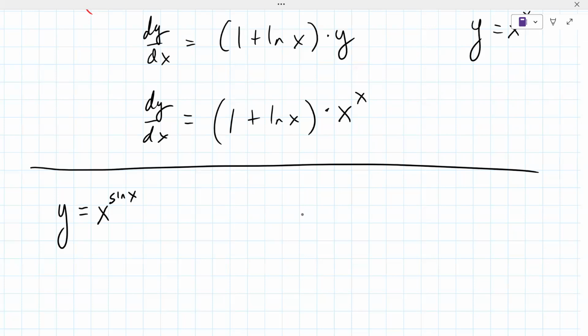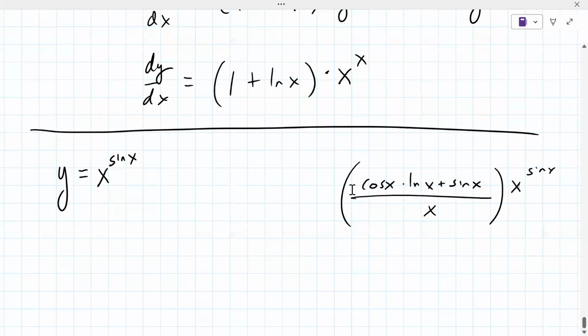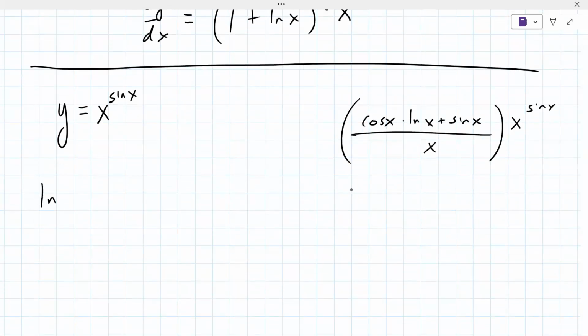I got cosine x times ln of x plus sine of x over x, all multiplied by x to the power of sine x. So something like this. Okay, let's take a look here. So it becomes natural log of y equals sine x times natural log of x. Does that look like what you have? Yes. All right.